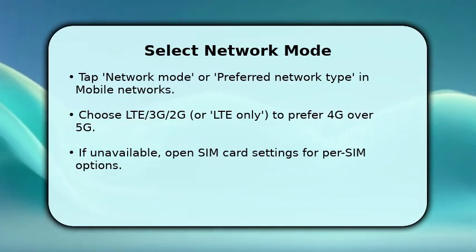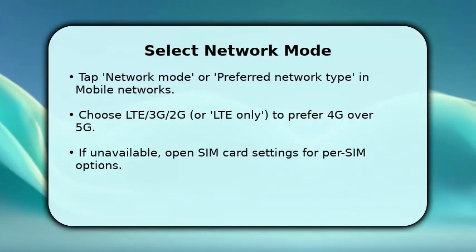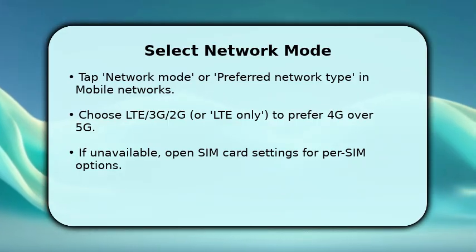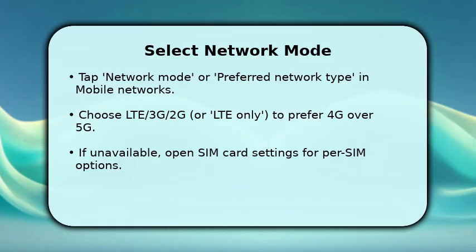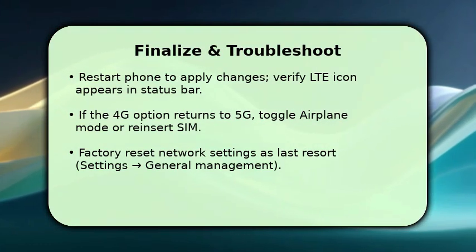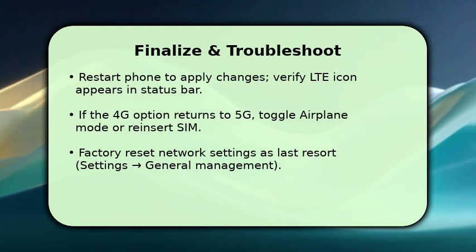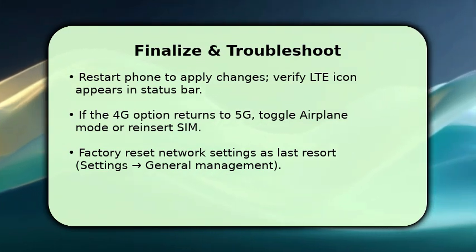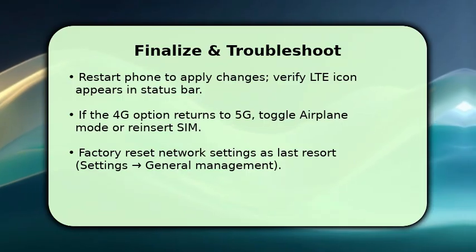This reduces battery drain and stabilizes connections on weak 5G cells. If you don't see the option, make sure you open the correct SIM settings. On some Samsungs, you finish by restarting the phone so the modem re-registers with the network as 4G. After reboot, confirm the LTE icon shows in the status bar.